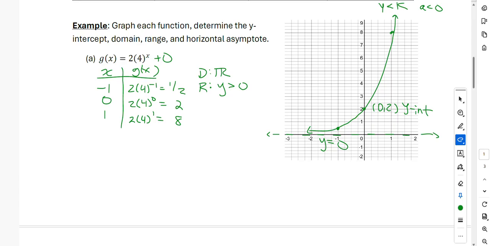So we make the table. The domain is all real numbers, always. The range connects to that horizontal asymptote, which in this case is 0. I draw that in and I connect the dots.